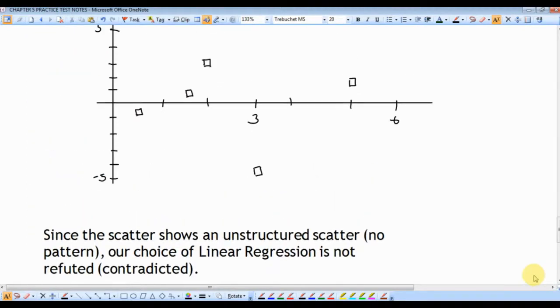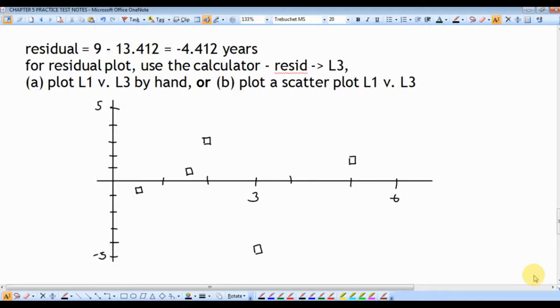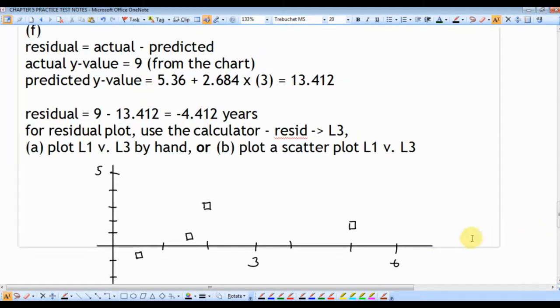Okay. Finishing up with question 3, we're supposed to show how to find the residual. We did that over here. Residual equals 9 from the chart minus a predicted value of 13.412. 13.412 is the number we get after we substitute 3 into the regression line.